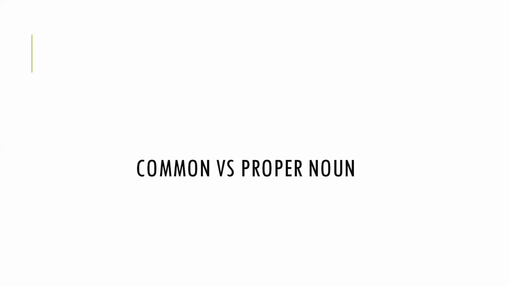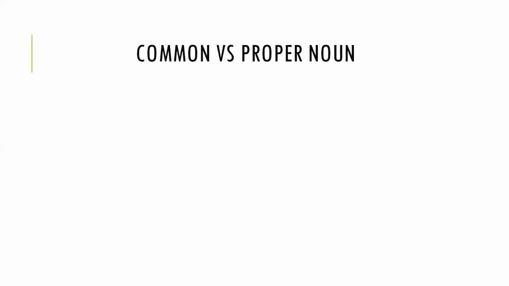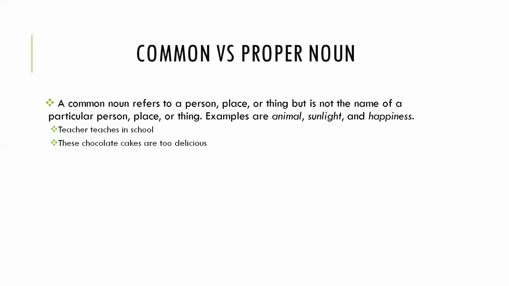First of all, we are going to study common versus proper noun. They are opposite to each other. That's why we are taking them together. A common noun refers to a person, place, or thing, but it is not the name of a particular person, place, or thing. किसी का भी मखसूस नाम नहीं. Here we are talking about a category of human beings, category of animals, category of birds. We are not taking any particular name. Like, teacher teaches in school. Which teacher? I am not talking about a specific teacher. I am talking about all teachers.